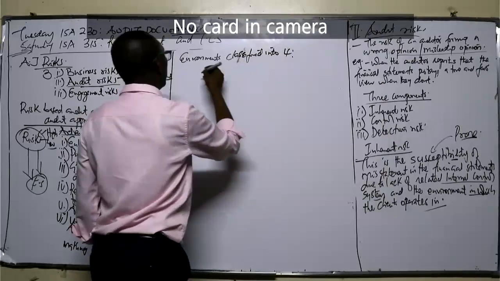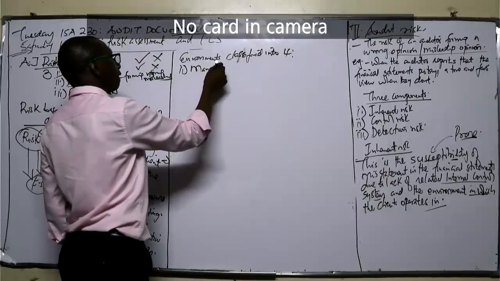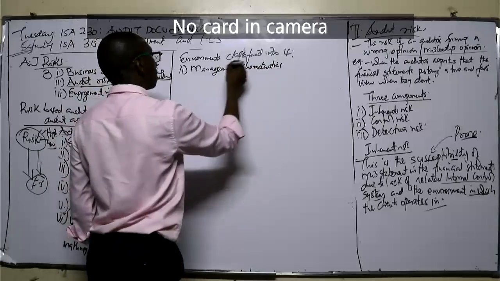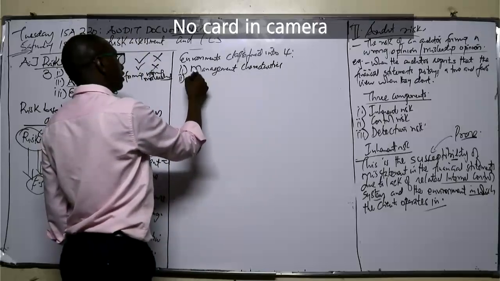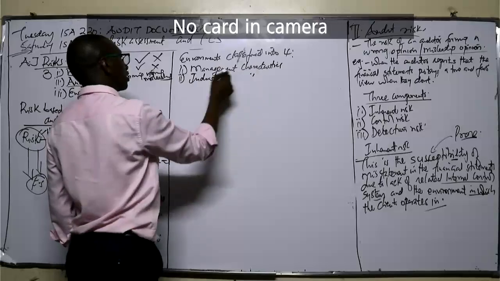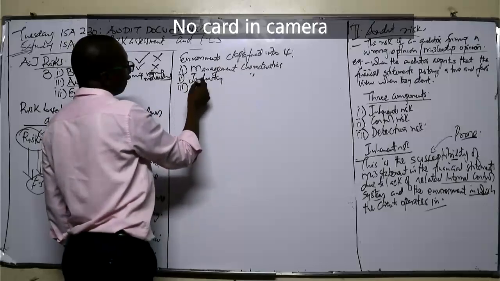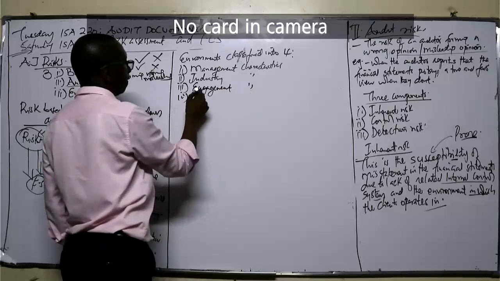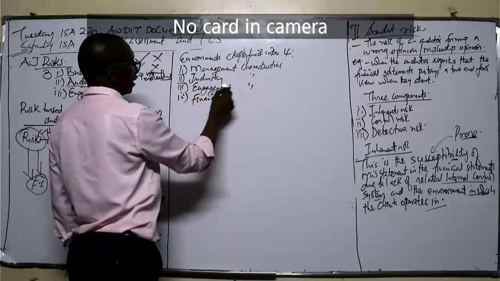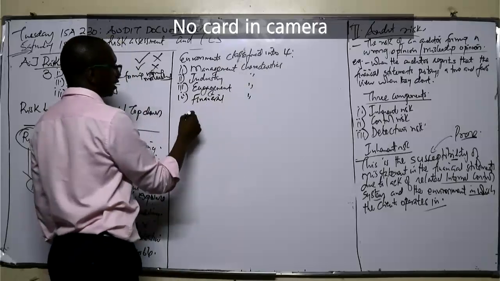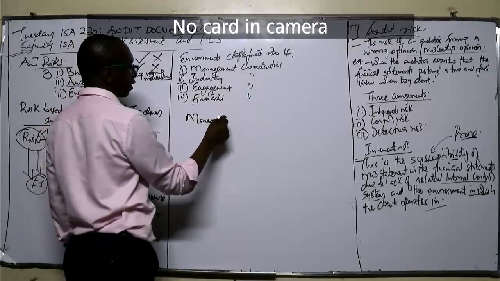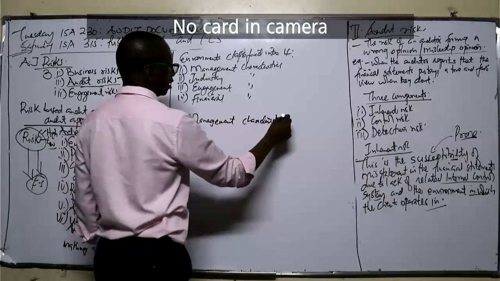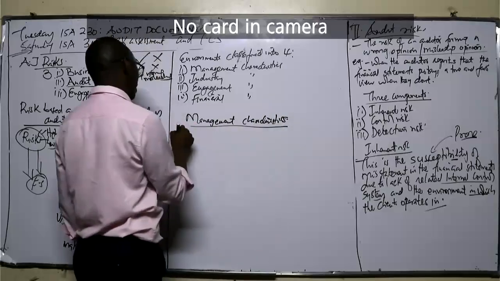In four, we talk of Roman one, management characteristics. Roman number two, industry characteristics. Number three, engagement characteristics. Number four, financial characteristics. So if you can discuss management characteristics, we say inherent risk.